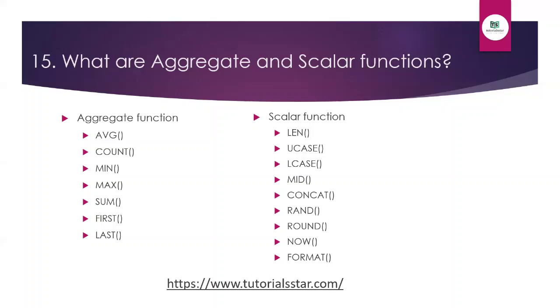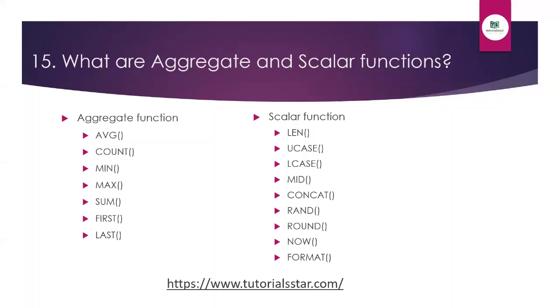Then we have MID, which extracts a substring from a collection of strings present in the table or a value. Then we have CONCAT, which concatenates two or more strings. Then we have RAND, which generates a random collection of numbers for the given length. Then we have ROUND, which rounds an integer value. Then we have NOW, which returns the current date and time. Then we have FORMAT, which sets the format for the display. These are the scalar functions available.